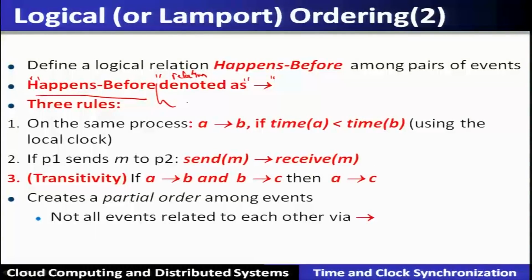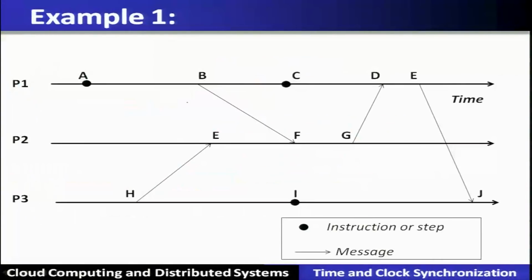The second rule says that if P sends a message M to Q, then the send of message M has happened before the receive of message M. The third rule is transitivity, which says that if A has happened before B and B has happened before C, then A has happened before C. These three rules create a partial order among all the events in the distributed system. Not all events are related to each other, that is why it is a partial order via the happen before relation.